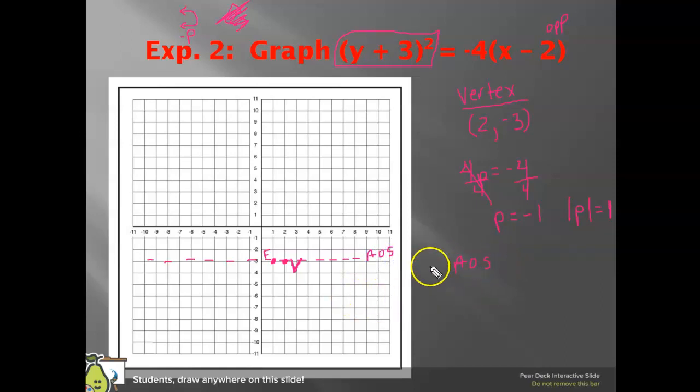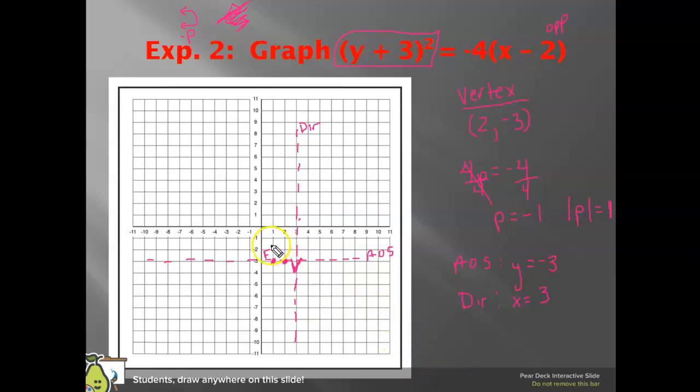My axis of symmetry, since it's a horizontal line, is going to be y equals, and it looks like right here it goes through negative 3. Now, we also know that p, the distance for p to the right, is where our directrix goes, and the directrix needs to be perpendicular to the axis of symmetry. Since the axis of symmetry was horizontal, my directrix is going to be vertical. So for my directrix, I get x = 3.